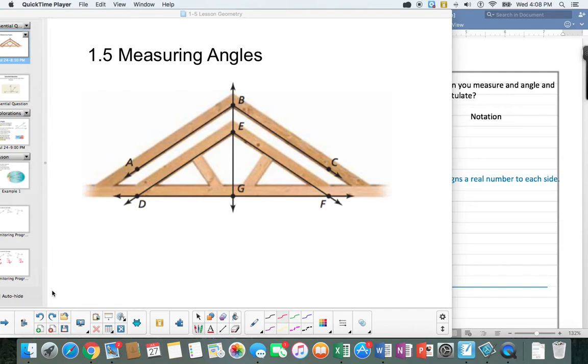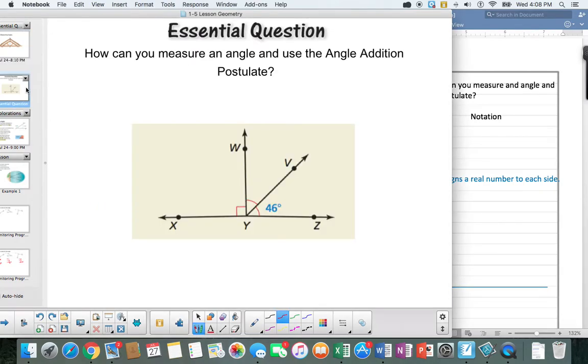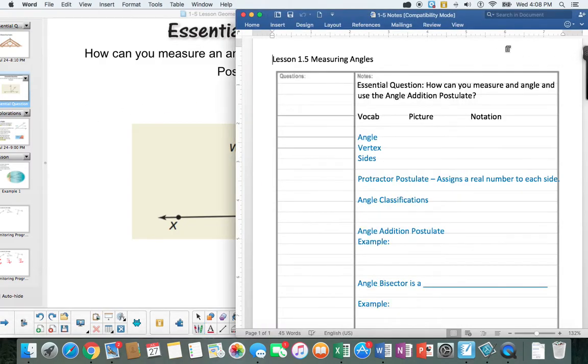This is lesson 1.5, Measuring Angles. Essential question: how can you measure an angle and use the angle addition postulate? Let's go to our notes again, setting up the title and the essential questions.